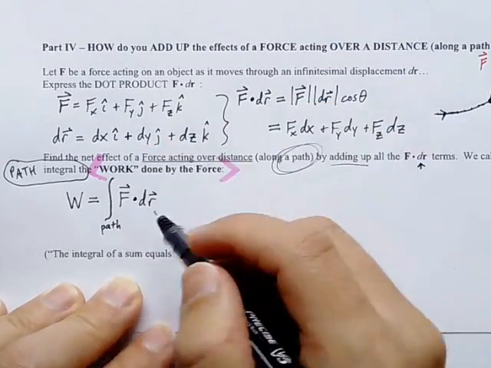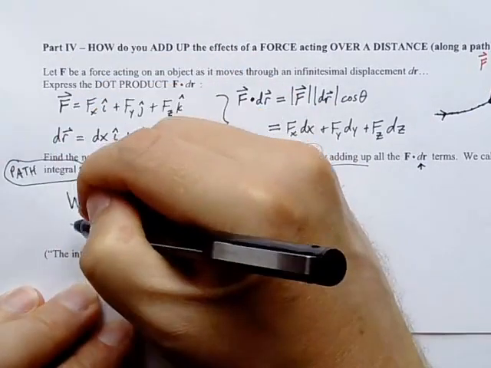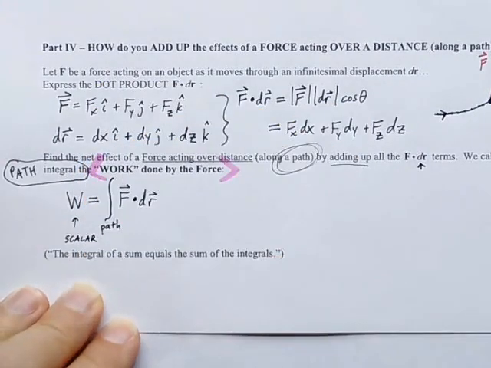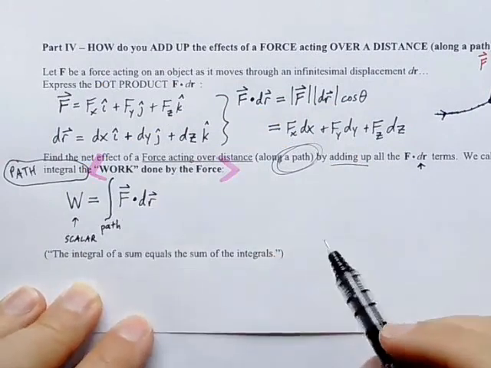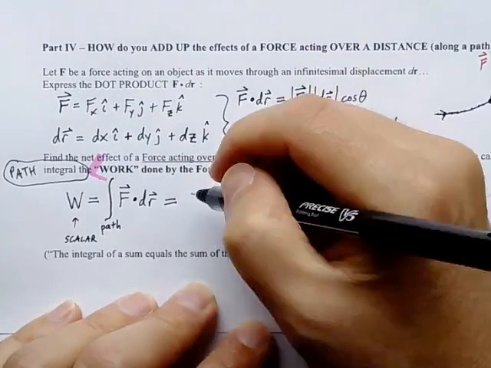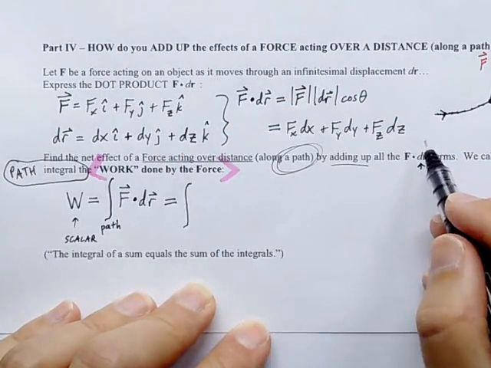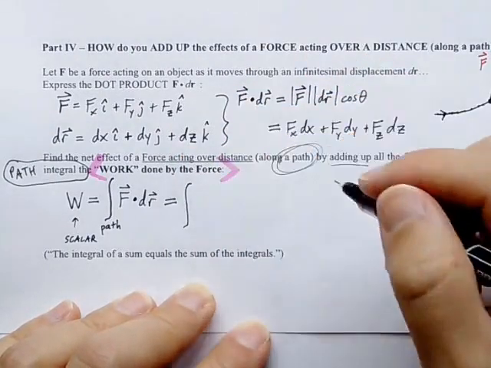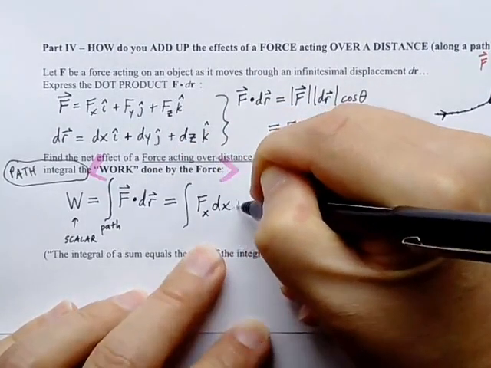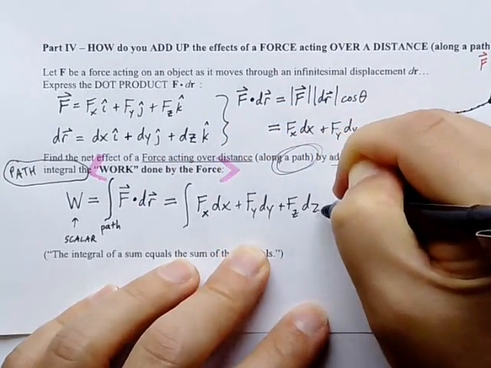And okay, this dot product produces a scalar. So our work itself here is a scalar, just a single number, not a vector. It's the scalar product of these two vectors. And we've got a couple other ways that we can write that. So F dot dr could be expressed as this here, Fx dx plus Fy dy plus Fz dz. Let's do that. I'm going to replace F dot dr with Fx dx plus Fy dy plus Fz dz.